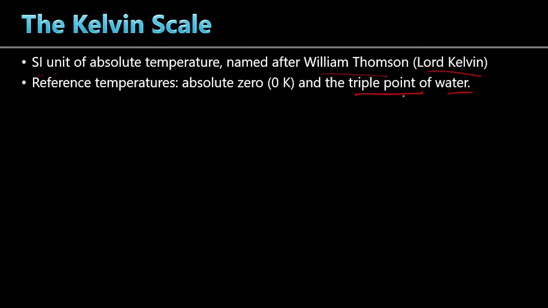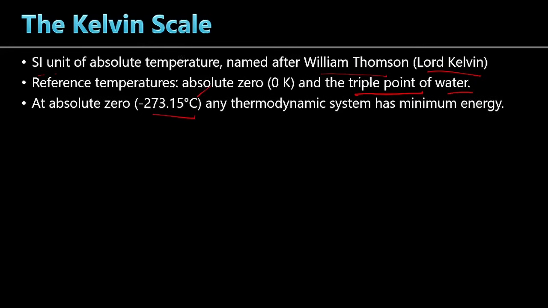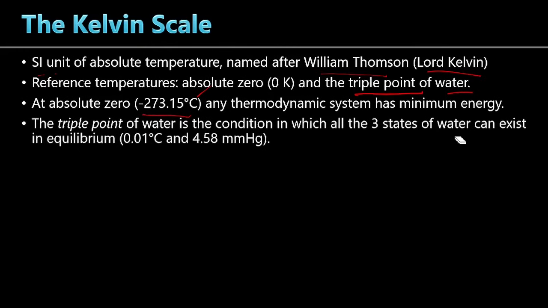Okay, bago ko sabihin yan, ulitin ko muna ha, anong meron sa absolute zero? At the absolute zero temperature, which is now negative 273.15 degrees Celsius, any thermodynamic system has minimum energy. Okay, now, let's go back to the triple point of water. Ang triple point of water, no, that is a specific condition in which all the three states of water can exist in equilibrium, no? And that happens at a defined temperature and pressure, no? Which is 0.01 degrees Celsius and 4.58 millimeters of mercury.